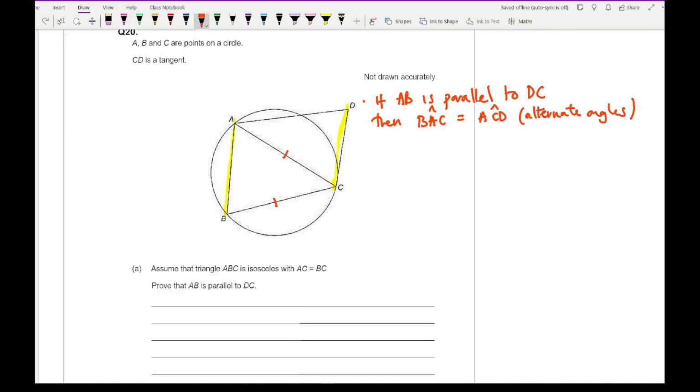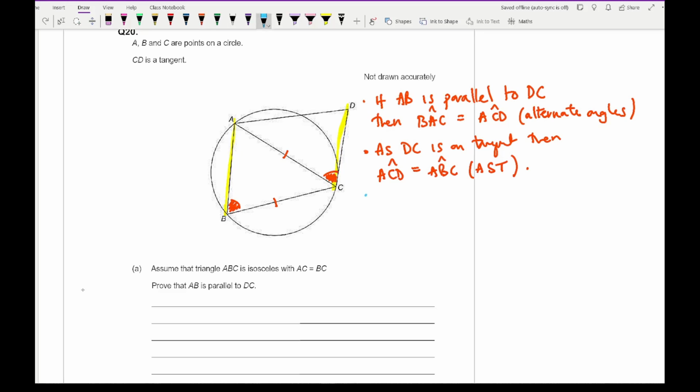So from this, we know that as DC is a tangent, then this angle here, which is ACD, is going to be equal to ABC. And the reason for that is because of the alternate segment theorem. So this angle here is the same as this angle here.